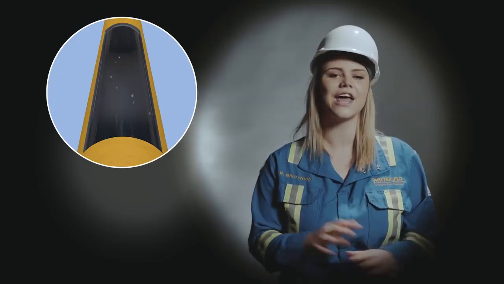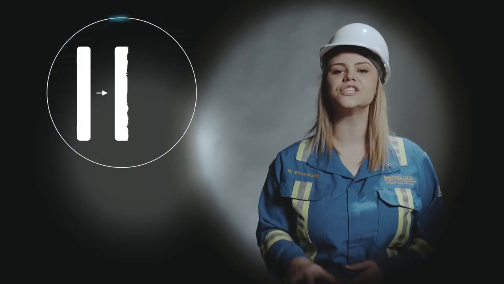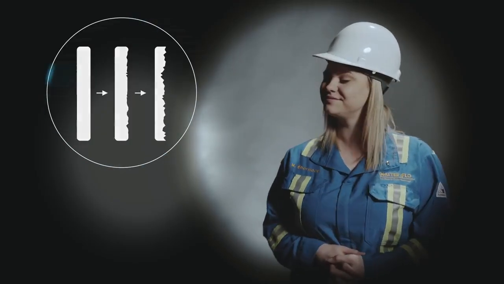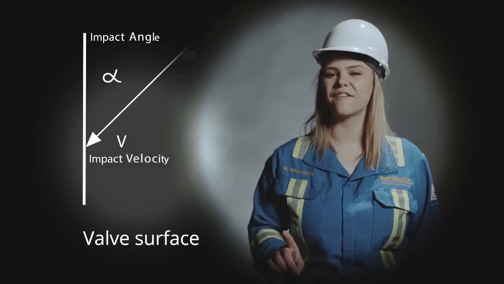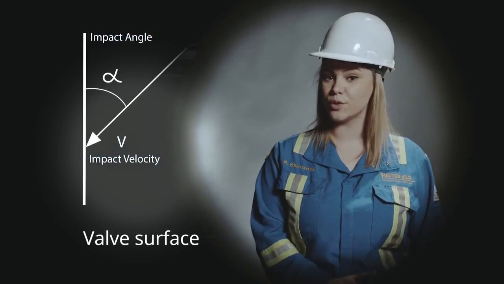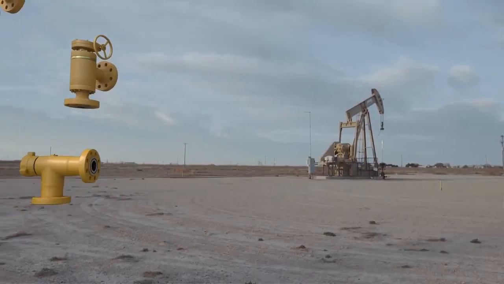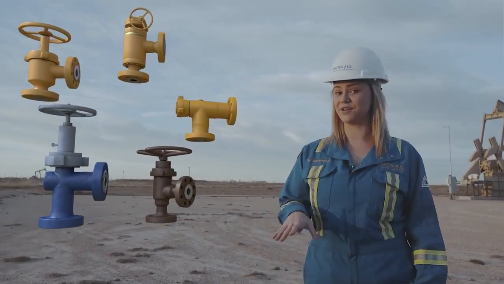A well stream typically consists of a mix between oil, gas, water, sand, and other various particles. When all of these elements hit the internal surface of the choke valve, it can cause erosion. The material properties of the choke valve and the impact velocity and the angle of the fluid particles affect the rate of erosion. Let's discuss how erosion affects several choke valves currently in use.